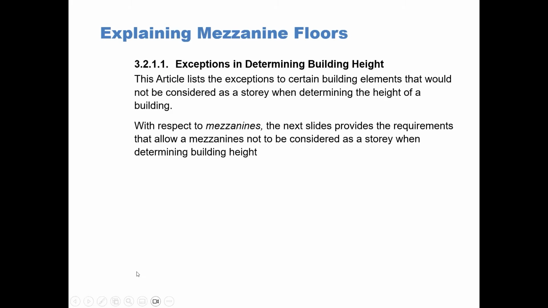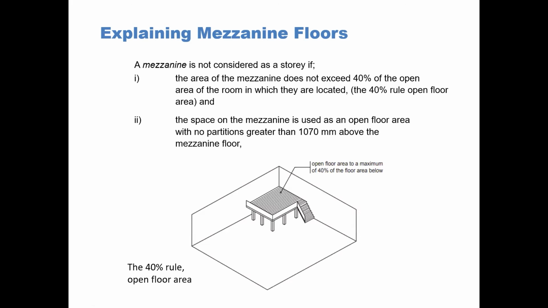Article 3.2.1.1 states, this article lists the exceptions to certain building elements that would not be considered as a story when determining the height of a building. With respect to mezzanines, the next slide provides the requirements that allow a mezzanine not to be considered a story when determining building height.